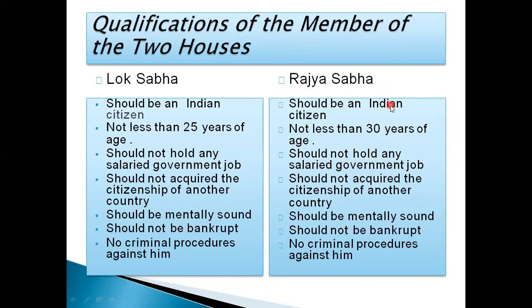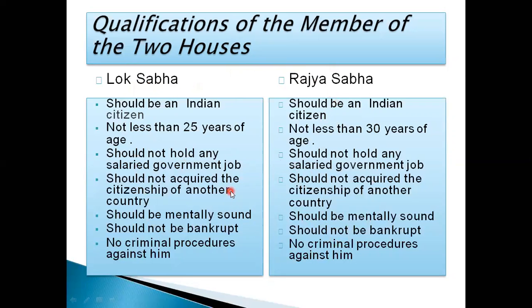Should be a citizen of India, should be 30 years of age, should not do any illegal activities, should not hold any office of profit under the central or state government, and should not be mentally affected. These are all the main qualifications of the Lok Sabha and Rajya Sabha members.